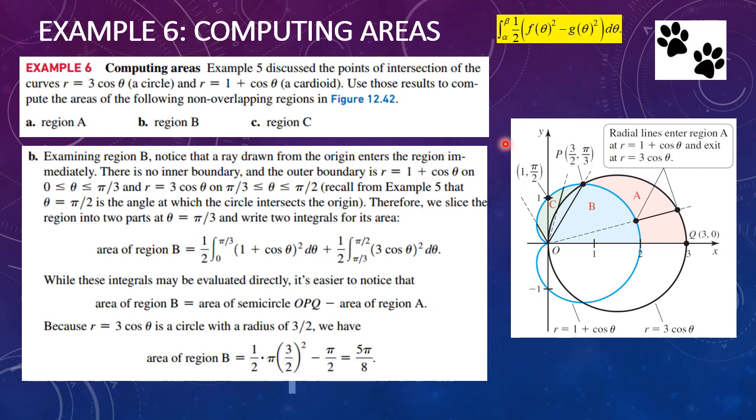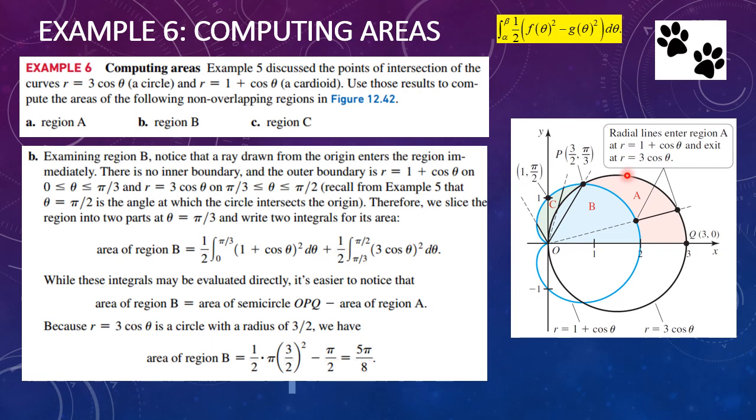So we have to be careful here because if we look at this, it looks as though this is the cardioid minus, I just went blank there, sorry, the circle, right? Because we're talking about this little shape here. So it's easy to incorrectly identify the inner boundary of region C as the circle and the outer boundary as the cardioid.